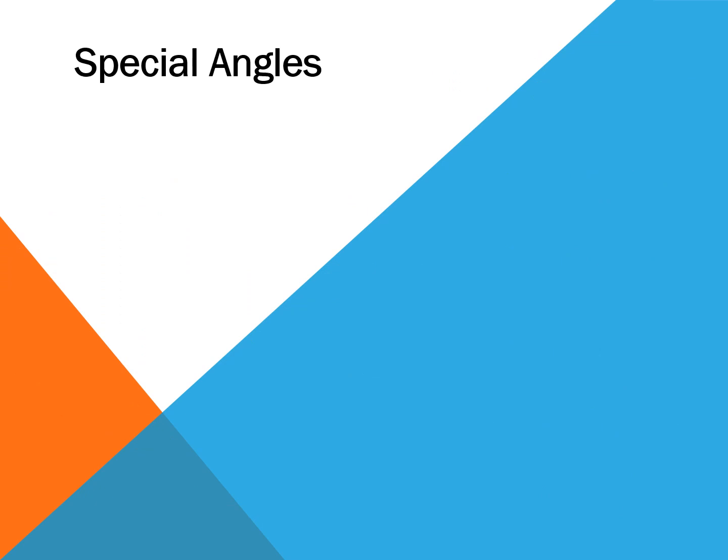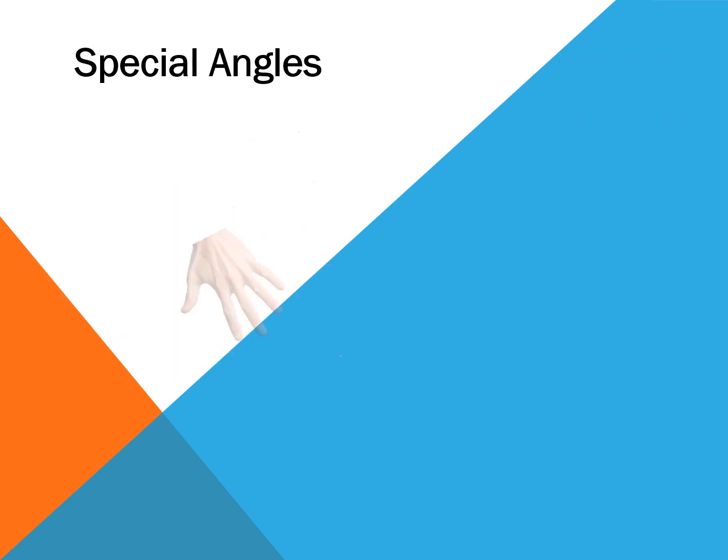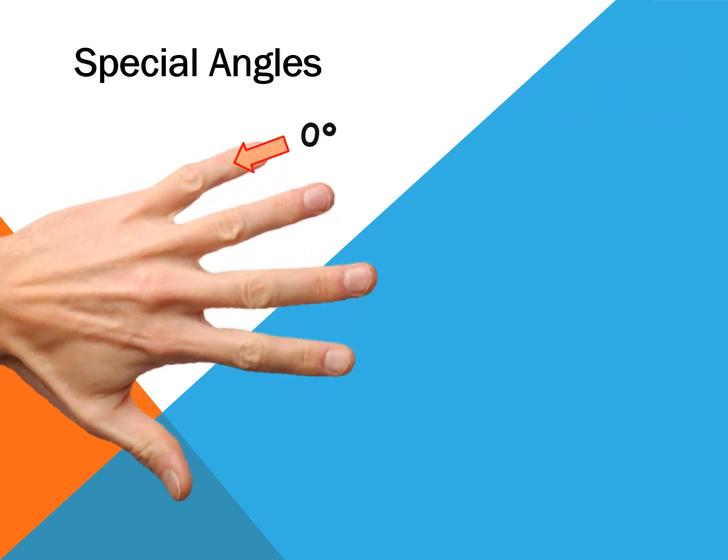Let us go to cotangent. Cotangent theta is equal to square root of finger below over square root of finger above. And the same orientation, 90 degrees is your thumb and 0 degrees is the small finger. Let us start from 0 degrees. Cotangent theta is equal to square root of finger below over square root of finger above. Since for 0 degrees, there is no finger above their arrow, but below there are 4 fingers.